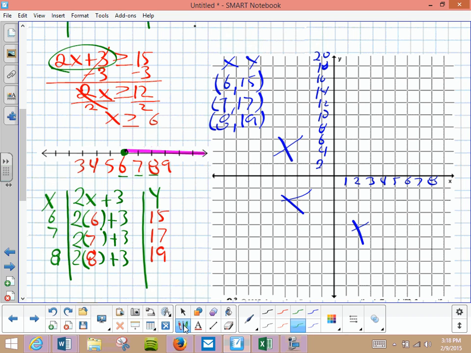6 is 18. Well, not 18, 15, right? Right there. And 7 is 17 around here. And 8 is 19 right there.